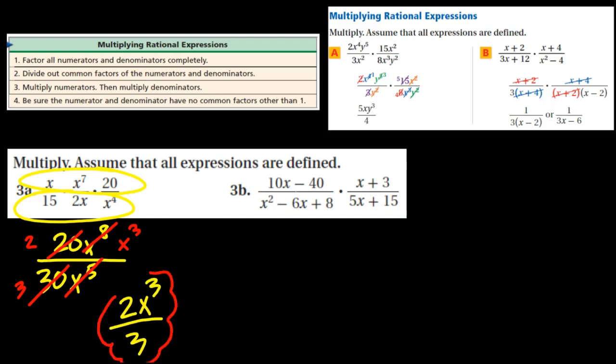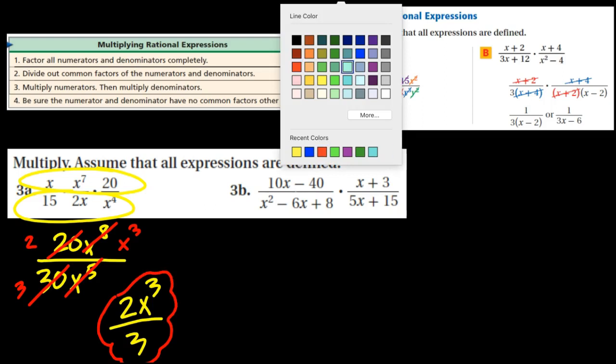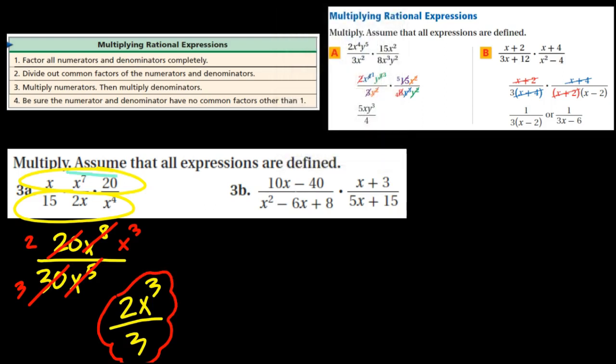And then for this one, they give us a little break on undefined stuff. They just say assume all expressions are defined, so you don't have to worry about x not equaling. It's still there, but they're just giving us a break on having to do that part.